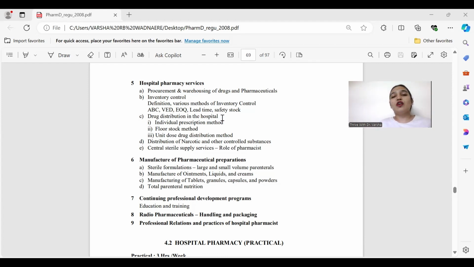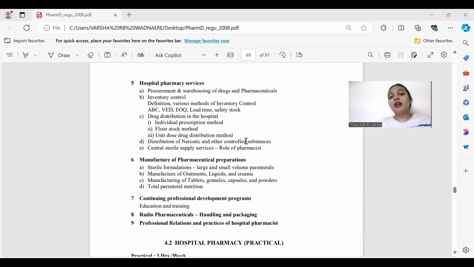Drug distribution in hospital, individual prescription method. Yes, you'll be learning that. What are the different prescription methods? Then the floor stock method, the unit dose drug distribution method. Then how you will distribute that drug into each and every ward, in OPD, IPD, in different pharmacies of different floors, how you will distribute that.